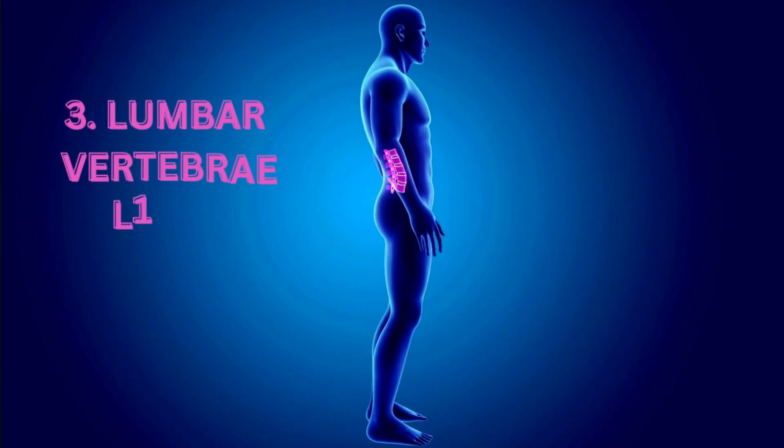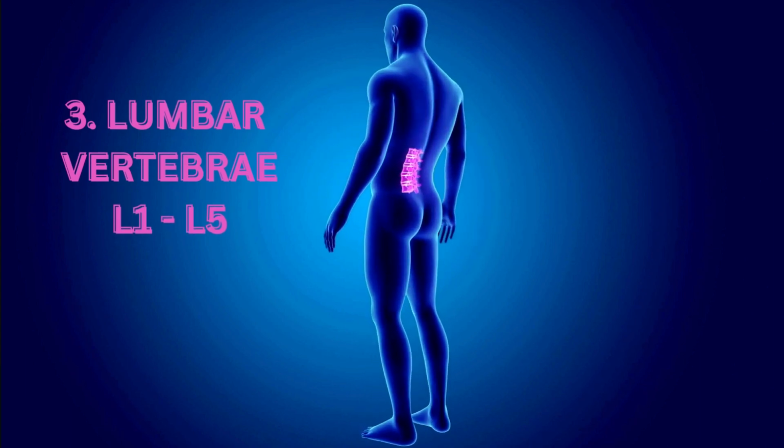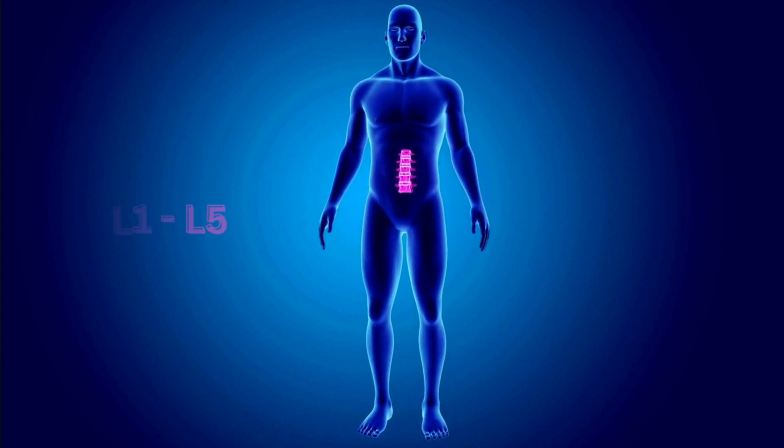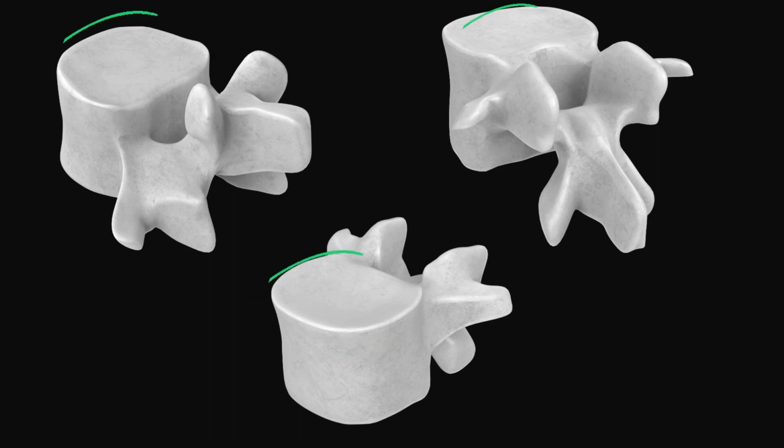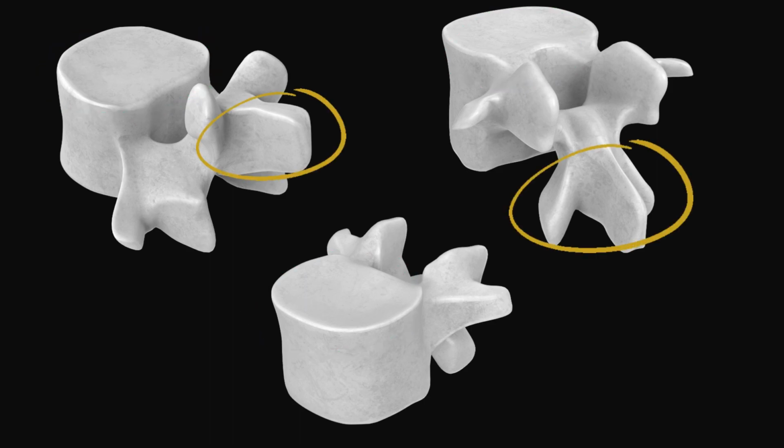3. Lumbar vertebrae, L1 to L5. These larger and stronger vertebrae support the lower back. They have larger vertebral bodies to support more weight. Spinous processes are thick and point posteriorly. Facets on the superior and inferior articular processes allow for stability in the lower back.